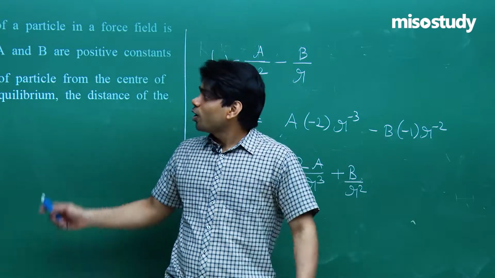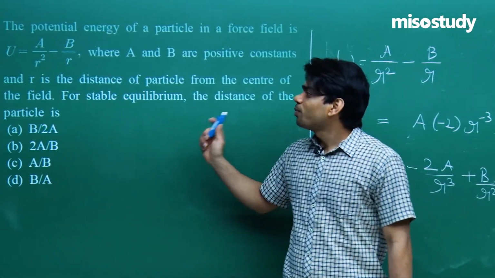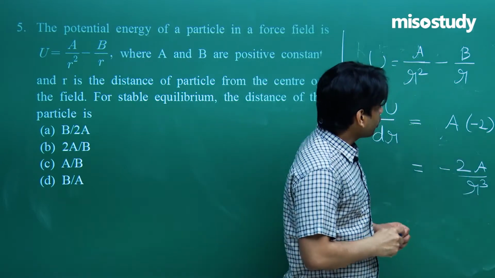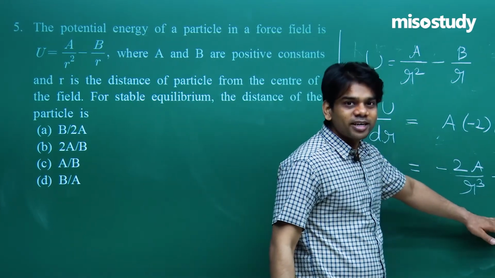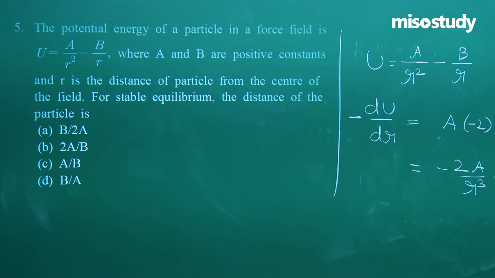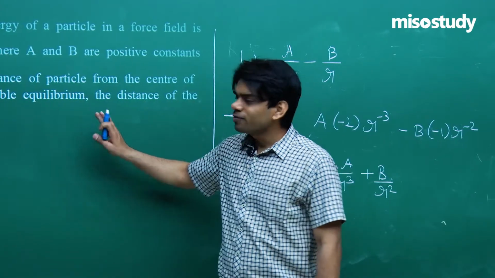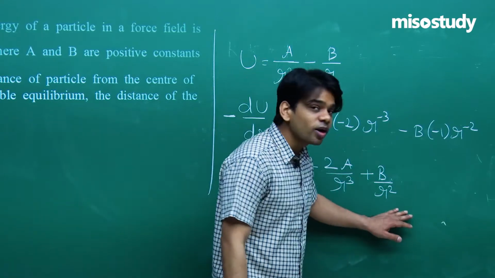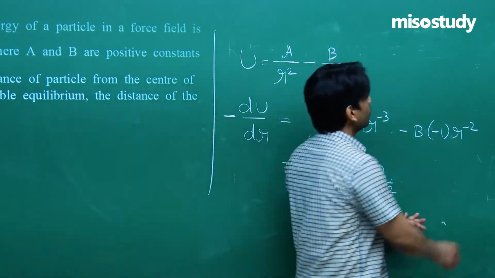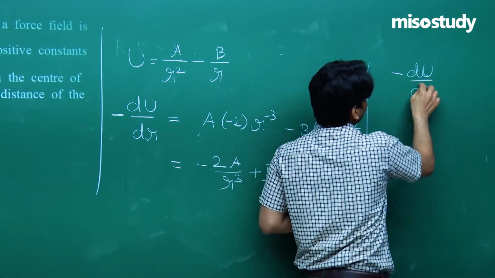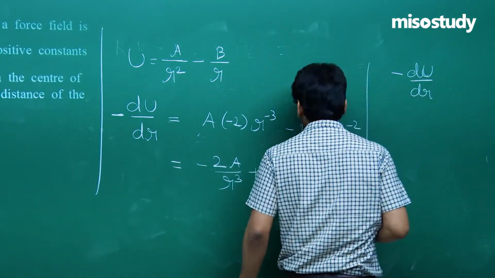Now you are asked, for stable equilibrium, the distance of the particle from the center. Take note till here. As per the given question, we need to find the distance R, and for equilibrium, dU by dR has to be 0. So we simply write minus dU by dR, and that should be equated to 0.